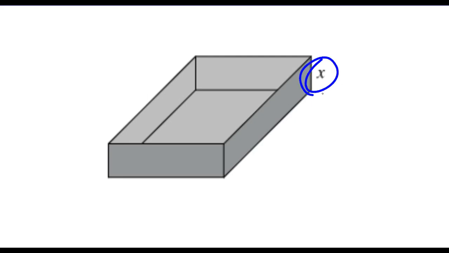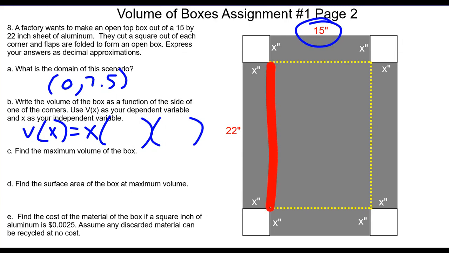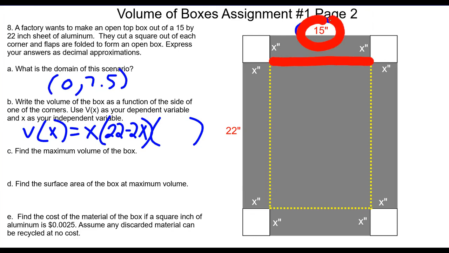The height of the box will be the length of the cut, x. And since it's the monomial, let's put it first. This length right here is 22 minus 2x. Likewise, this length is 15 minus 2x. Let's use our TI-84 to find the maximum volume.